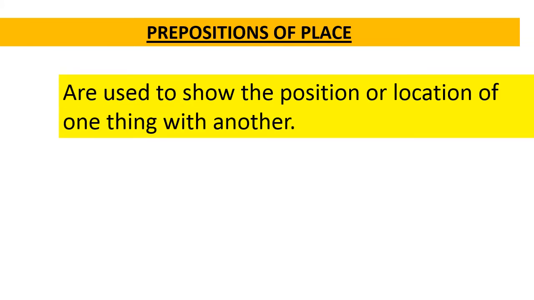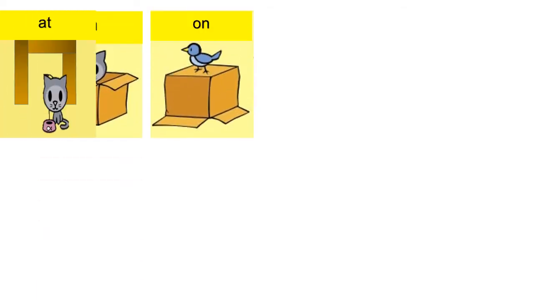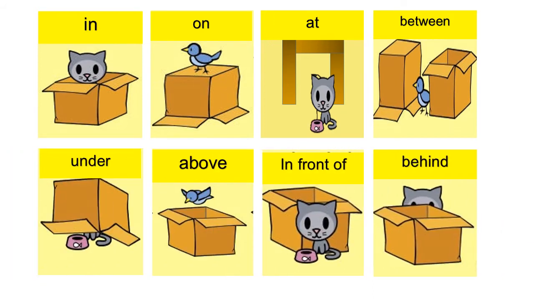First of all, prepositions are used to show the position or location of one thing with another. It also allows us to be very specific when talking about where action takes place in stories or when discussing important details for communication purposes. To help you understand what we are going to talk about, here are pictures. As you can see, these pictures illustrate each of the common prepositions that we are going to tackle.